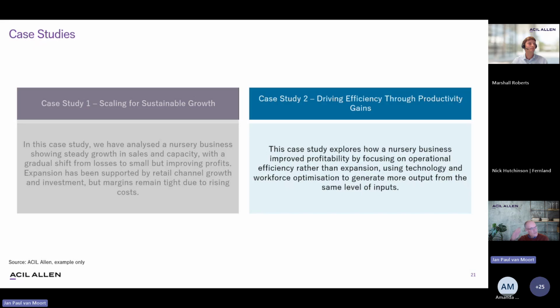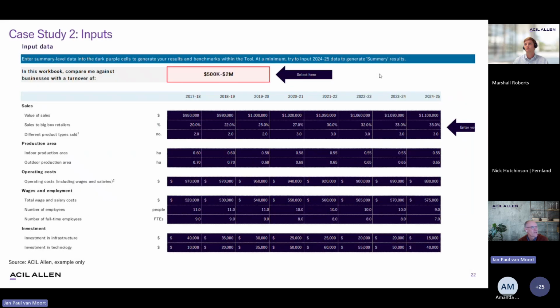So the second one is how somebody has improved profitability by focusing on operational efficiency rather than expansion, using technology and workforce optimization to get its output levels up, using the same levels of inputs that they had beforehand. So to familiarise ourselves with the framework, again, this is an example with all of the data, but you can just use a single year's worth of data to get the same sort of insights as you compare yourself against your peers and understand what it means.